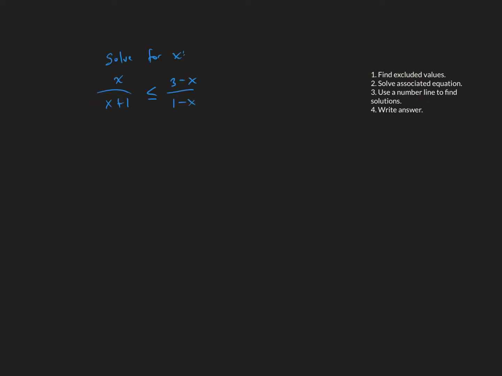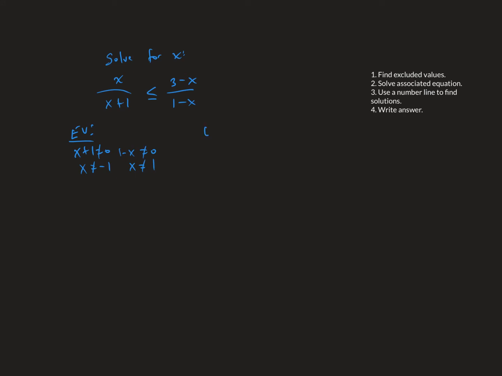Now, here's a problem that's a little more involved, but it's the same process. So first thing we're going to do is find our excluded values, but this time we have two excluded values. x plus 1 can't equal 0, so x can't be -1, and 1 minus x can't equal 0, so x can't be 1.